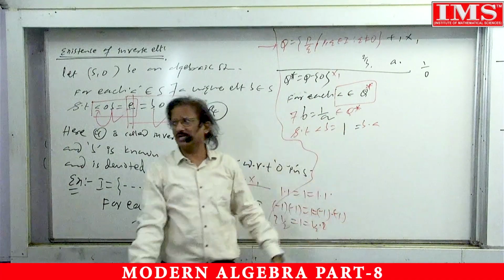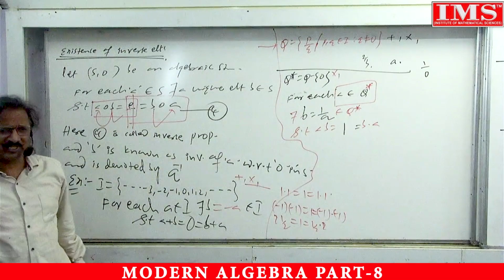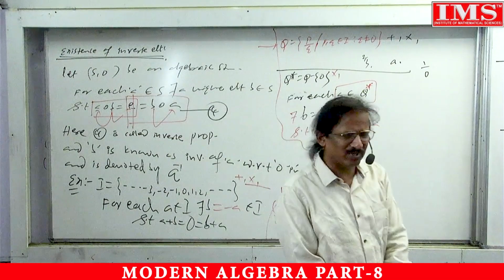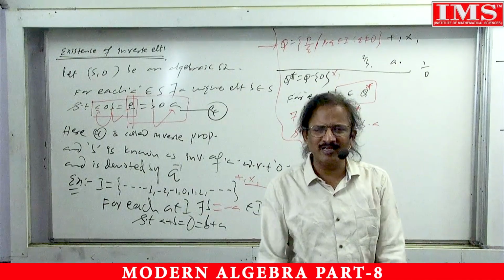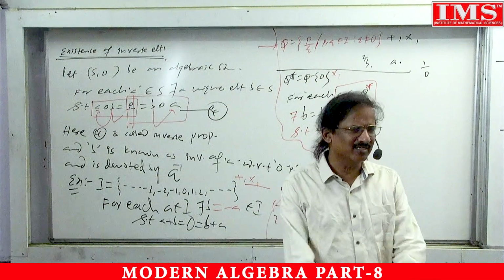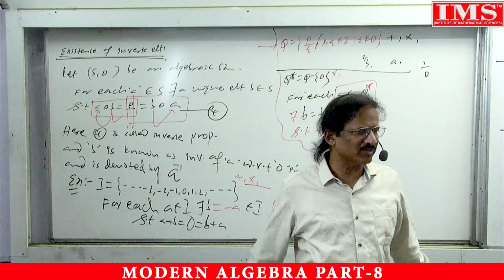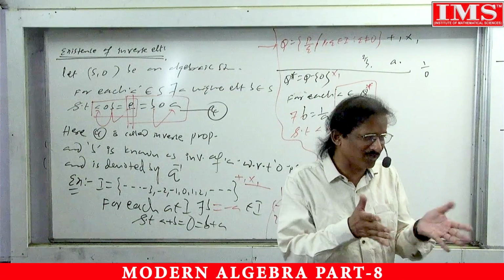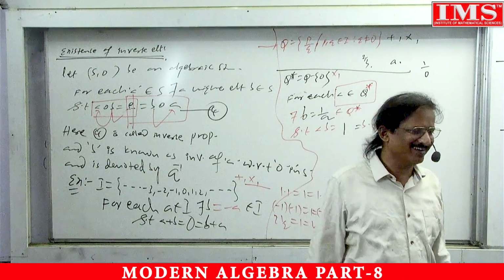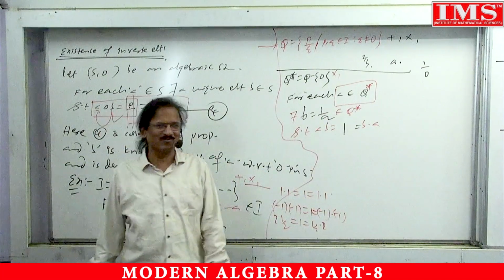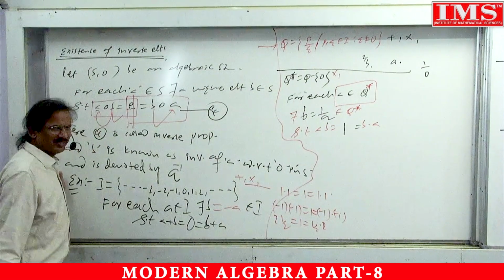Now the conclusion is that in any number system, with respect to ordinary multiplication, the inverse of A is what? 1 by A. In any number system, with respect to addition, the inverse of A is what? Minus A. Can you all agree with me? Yes.